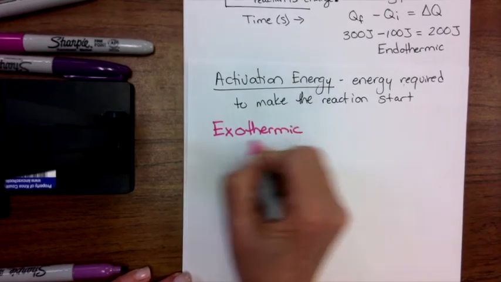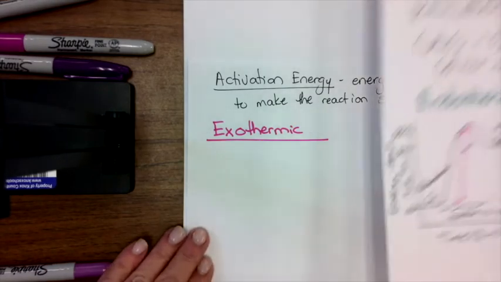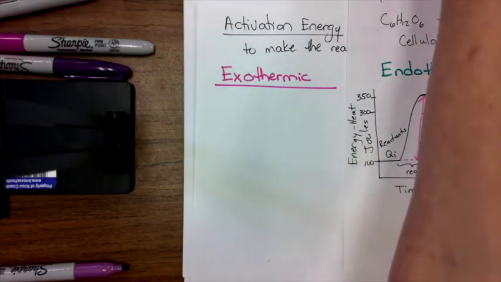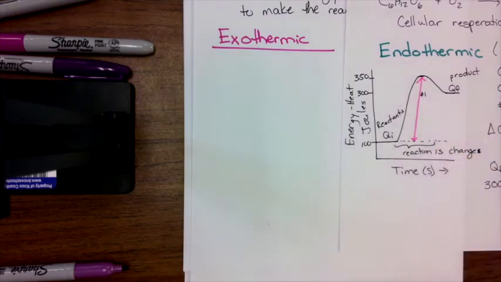Because of the law of conservation of energy, energy is always transferred, and it's transferred equally. It cannot be created nor destroyed. So in this case, we're going to have a mirror image of our endothermic reaction, exactly the same going in the opposite direction.